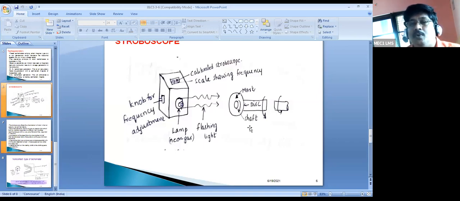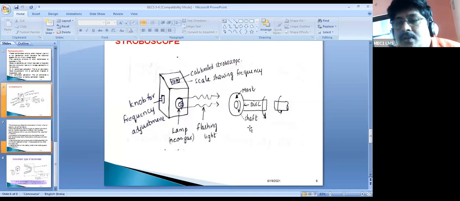This eddy current produces the torque to drag the cup, until the torque is equal to that of the spiral spring. Then the pointer, which moves on the dial, indicates the speed of the shaft. Next, the DC tacho generator and AC tacho generator.